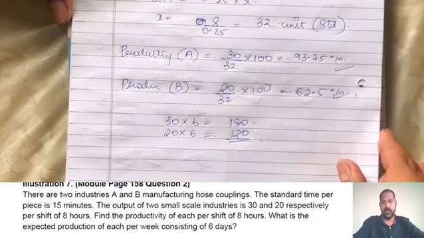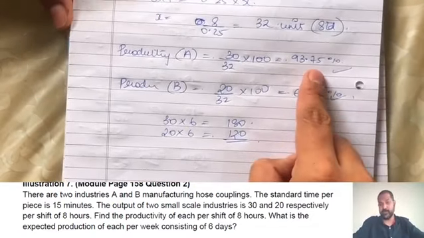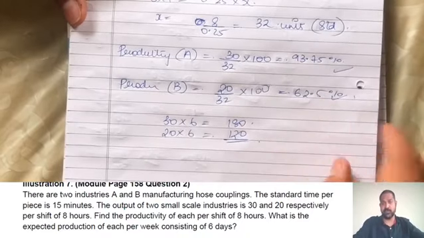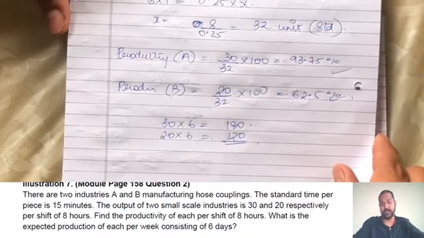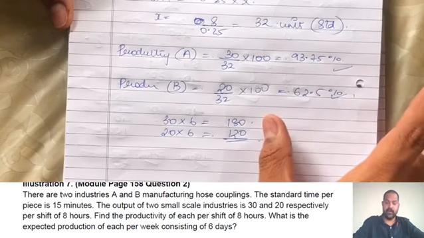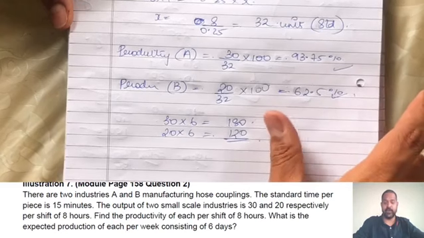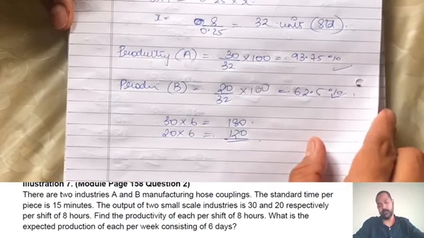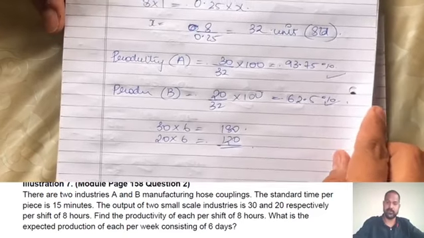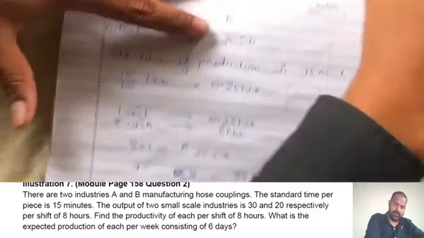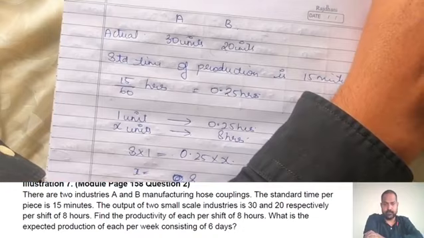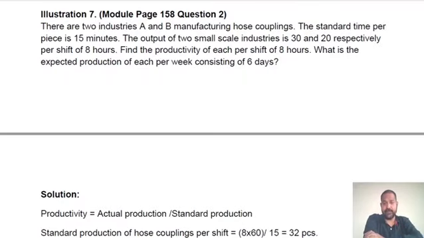That's my answer. Productivity of A is 93.75%. Productivity of B is 62.5%. And in a span of 6 days, A will produce 180 units while B will only produce 120 units. Let's look at what solution they are expecting.